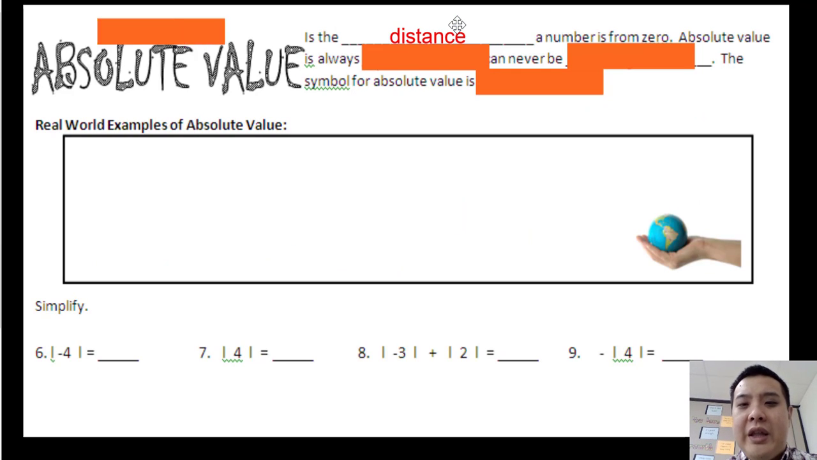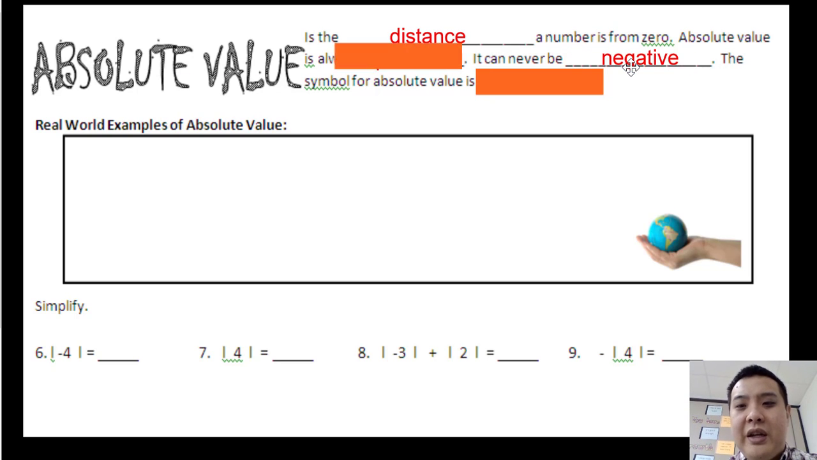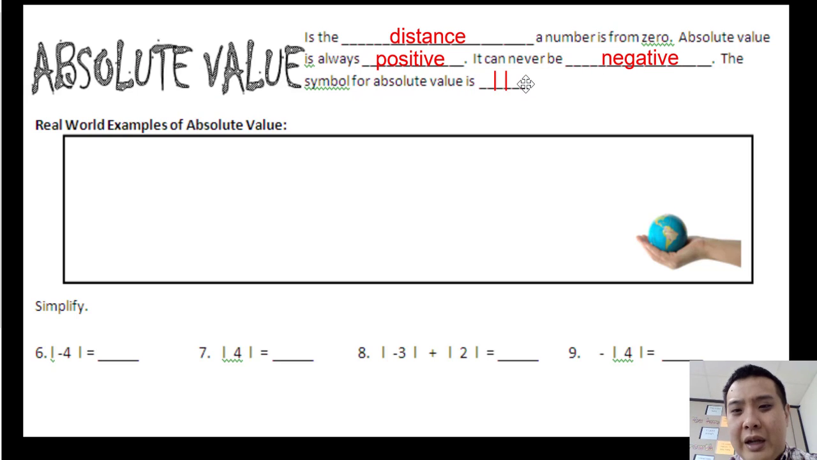Absolute value is the distance a number is from 0. Absolute value is always positive and can never be negative. The symbol for absolute value is 2 lines straight up and down. So for example, the absolute value of 4 would look like this. Okay?